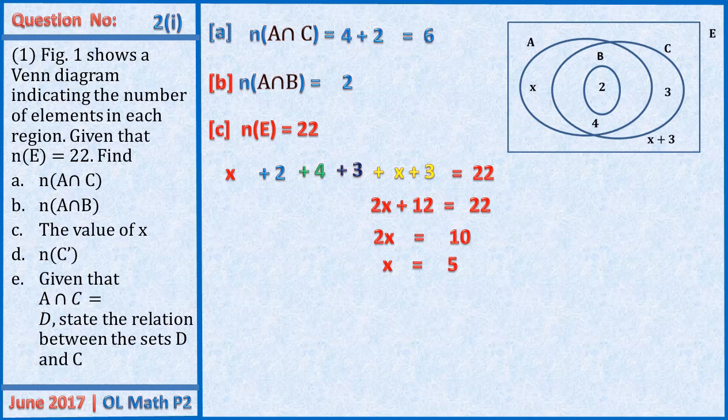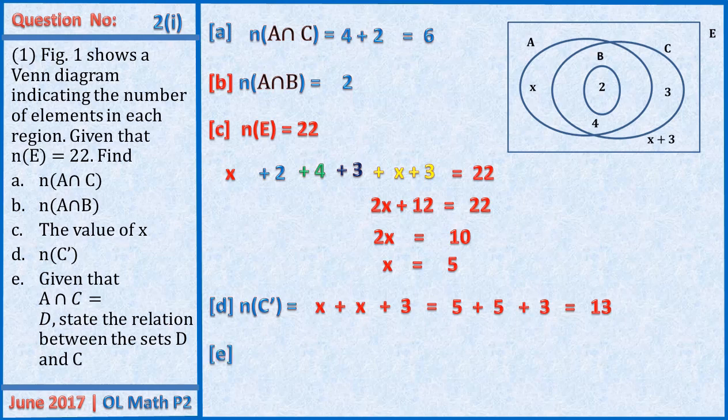D, the number of elements in C complement. C complement here represents outside the set C. And outside the set C, we have x elements, that is A only, plus x plus 3, which is outside the 2 sets, giving us 2x plus 3. So that will give us 5 plus 5 plus 3, which is 13.